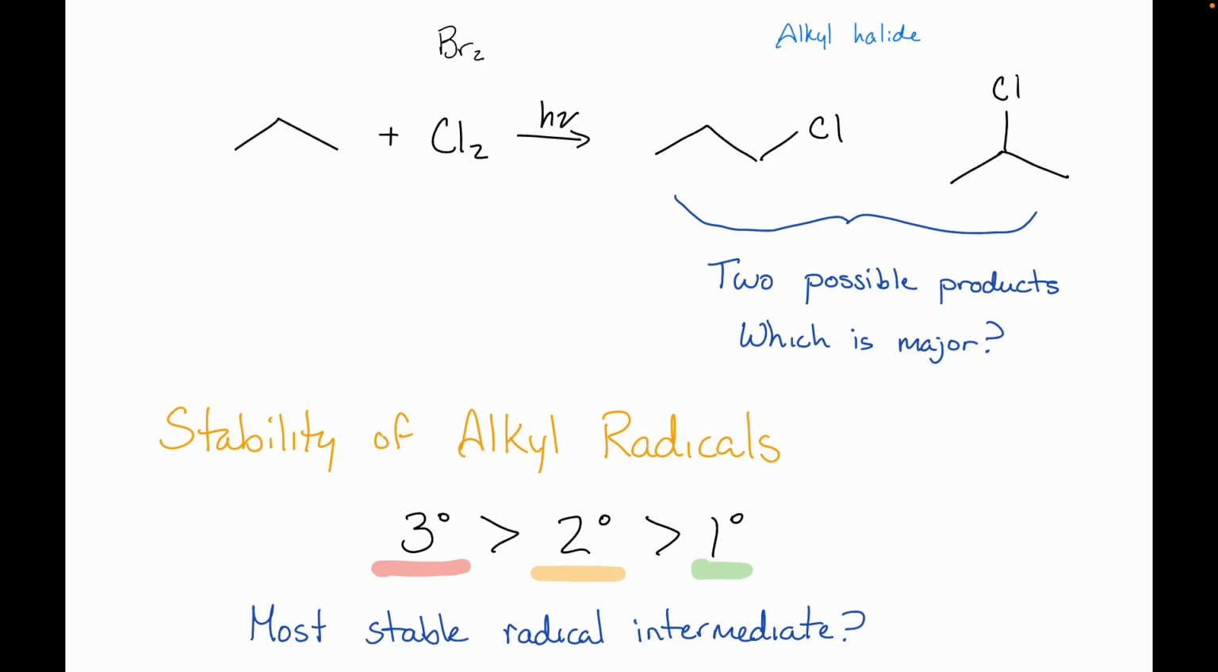So for example, if we take propane here and perform this reaction, we could get two possible products depending on which carbon the chlorine gets stuck onto, right? And so we're going to be working today to figure out which one of these two possible products is going to be the major product of this reaction.